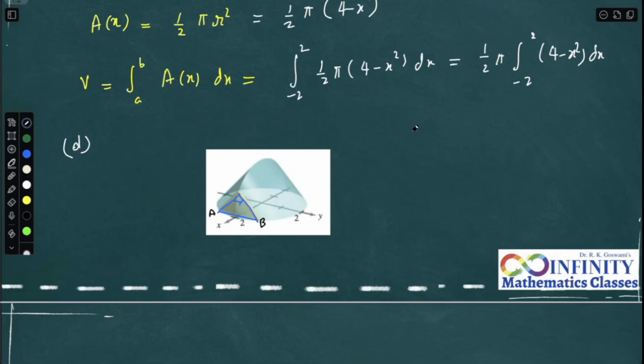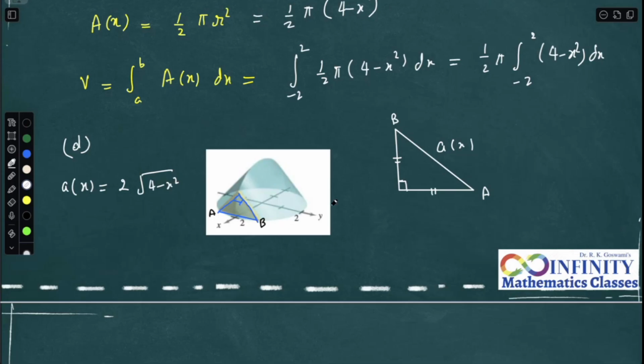Sorry, you need to consider a triangle like this. This is going to be vertical, horizontal, and this angle is going to be 90 degrees, a right angle triangle. This side equals this side, that means isosceles, and AB is given to you. This is what you have obtained as AX there, and my value of AX was 2 square root of 4 minus x square. It is the same as the previous question.